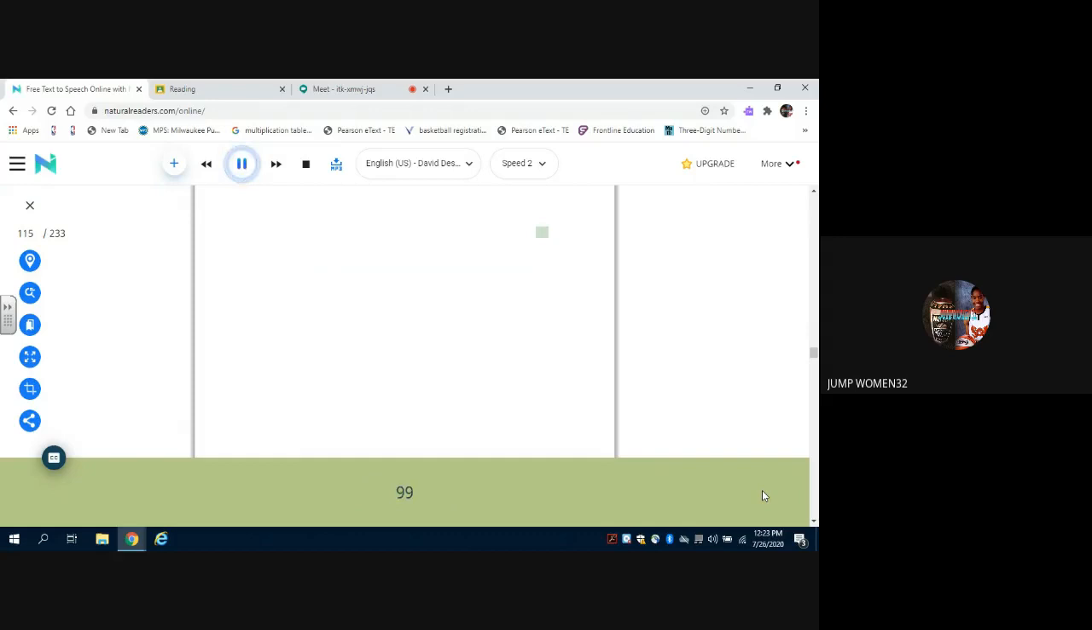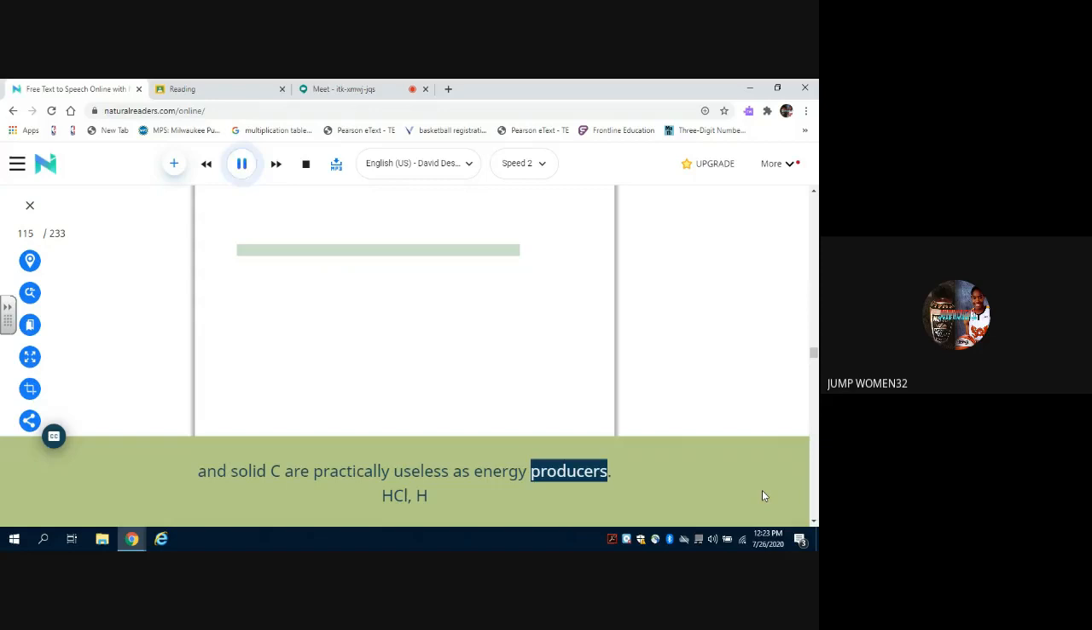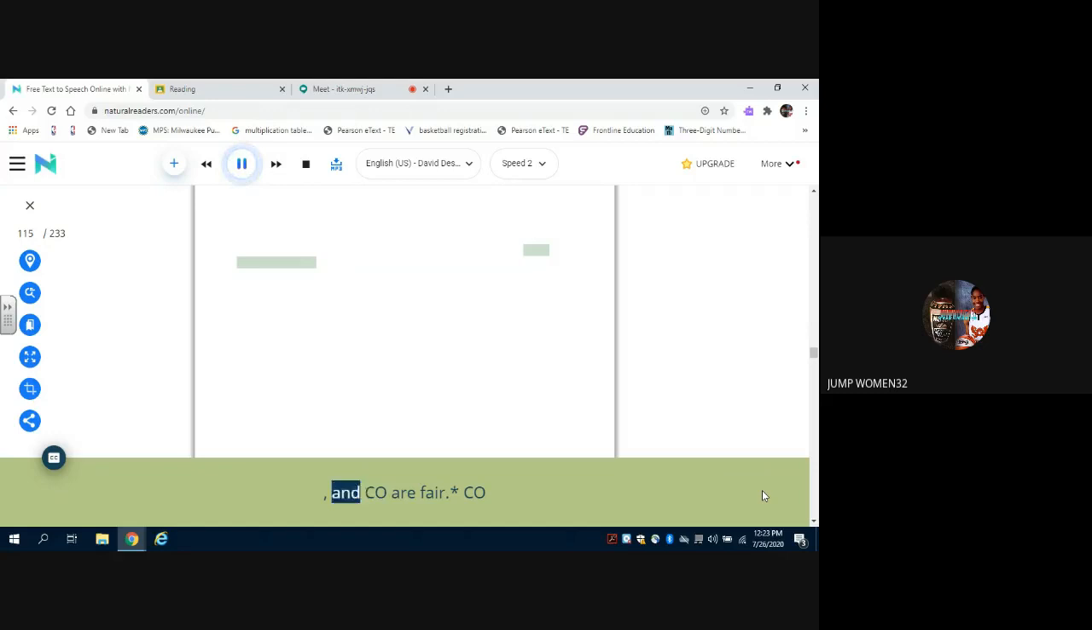Performance. CO2 and solid C are practically useless as energy producers. HCl, H2, and CO are fair (asterisk), CO2 is good, while B2O, HBO2, OBF, BF3, H2O, and HF, as well as solid B2O3 and Al2O3, are excellent.